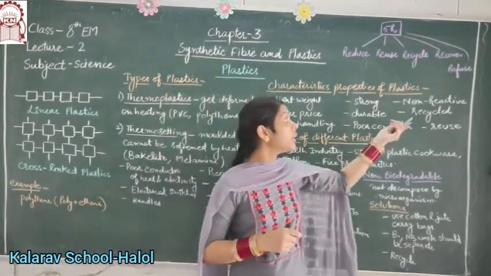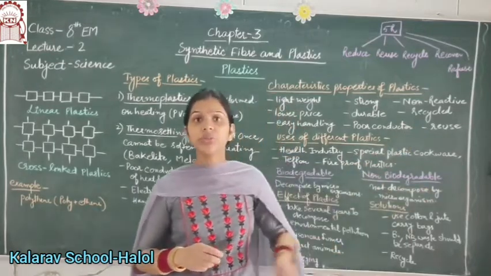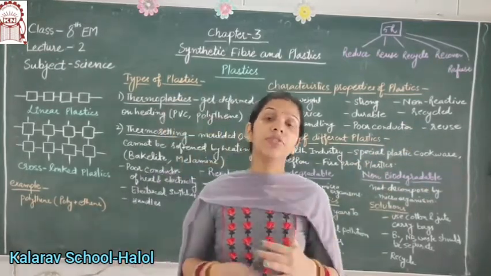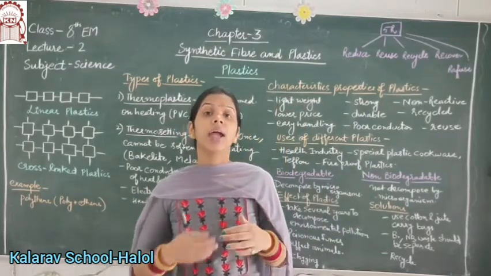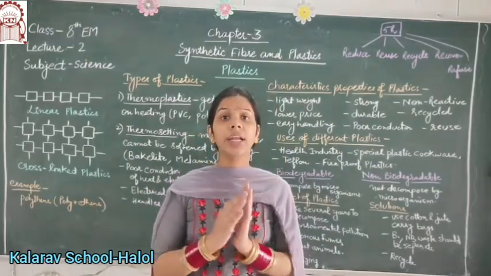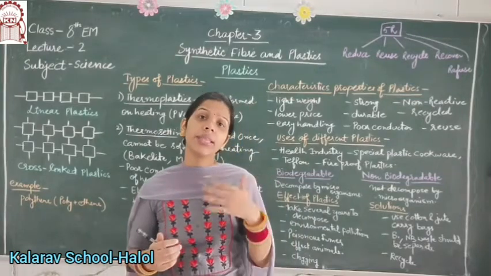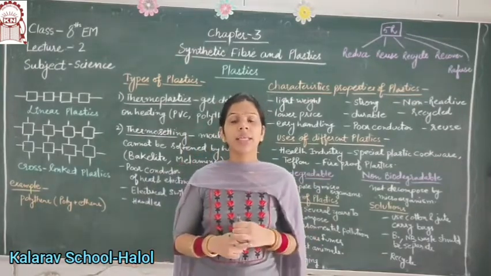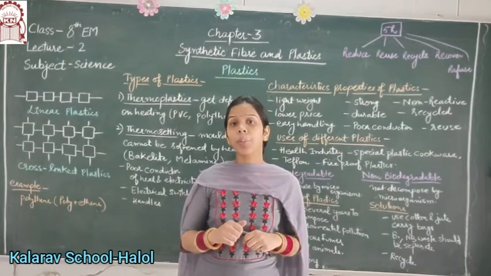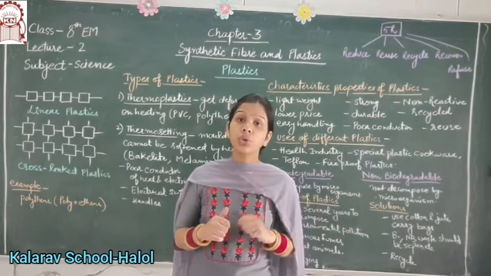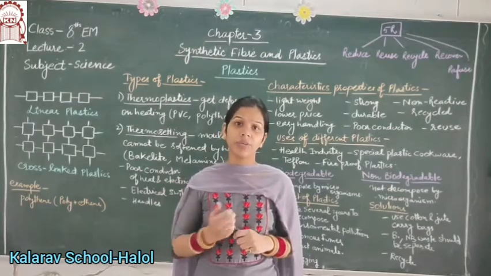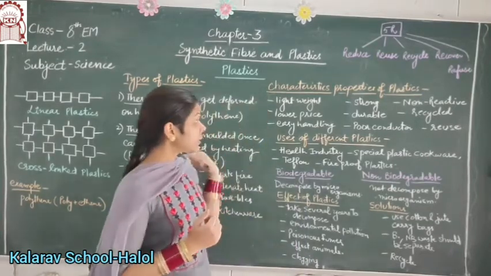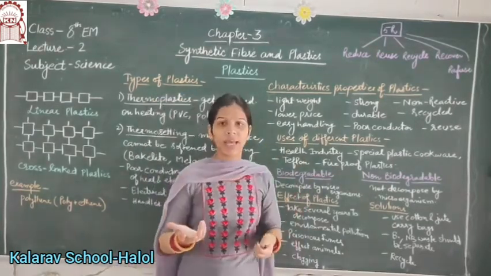They can also be recycled or reused. We can recycle plastic and reform it into different shapes and sizes, drawn into wires and drawn into sheets. That's why they have a variety of uses. These are the characteristic properties of plastic. Due to these properties, plastic is used in a vast variety of items. Next is uses of different plastics.